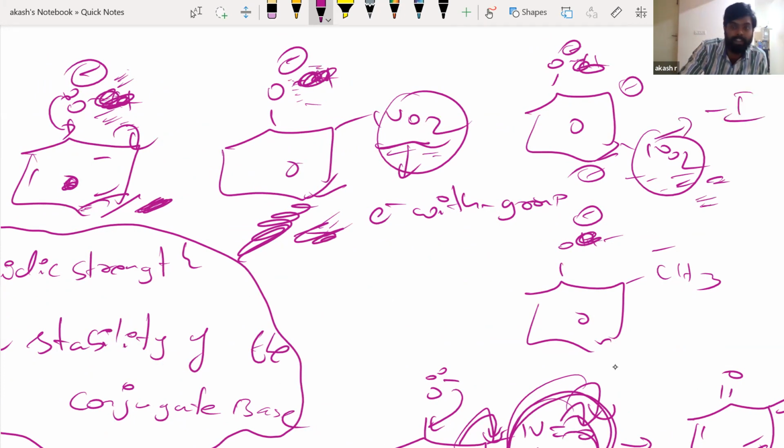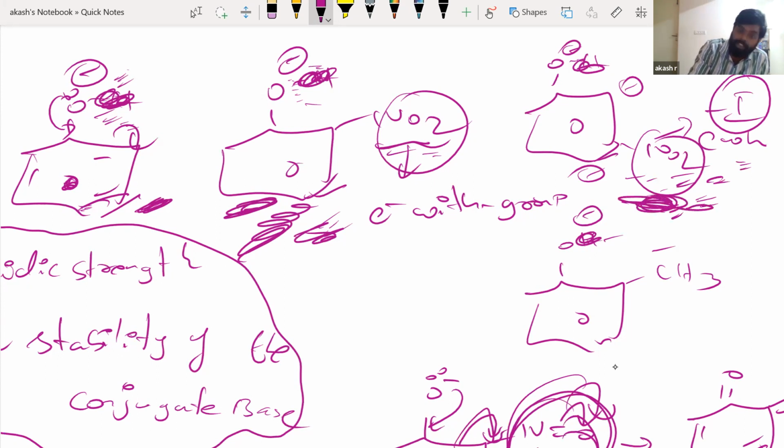It can show me a minus I effect. It will be an electron withdrawing group, right? But this time not with the help of resonance, but with the help of your inductive effect. So now what is more powerful? Definitely resonance is more powerful when compared to inductive effect, right? So even though this is an electron withdrawing group, at meta position it is not able to act through resonance. It can act only through your inductive effect. So compared to this molecule, it is going to be less basic.